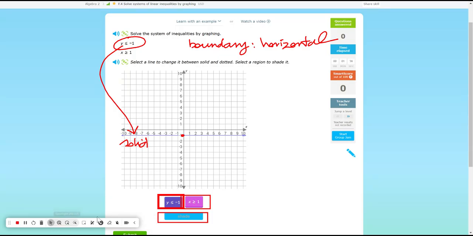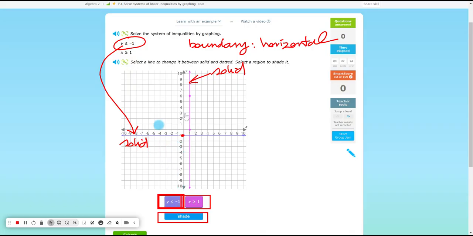So now let's go to the second inequality. Now it's x. You go find x equal 1. It's right here. It had to be vertical. Ooh, they're both solid. That's cool, because there's an equal sign. So this one is also solid. Okay, so now let's do the shading. I click on the shading tool. First I do the y less than. Y less than, you shade below.